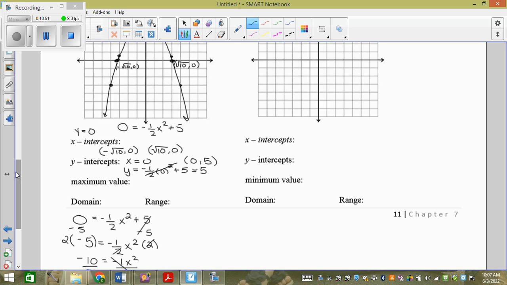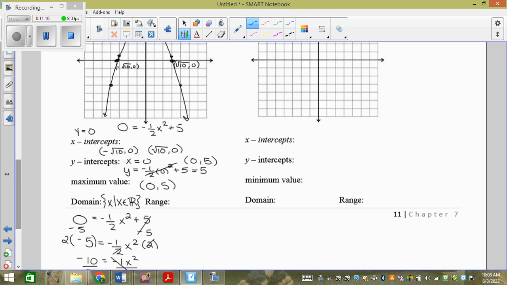So when you hear x-intercept, you should scream y equals 0. When you hear y-intercept, you should scream x equals 0. It will be helpful for next year. Okay? The max value we found was 0, 5. My domain is x such that x is an element of the reals.